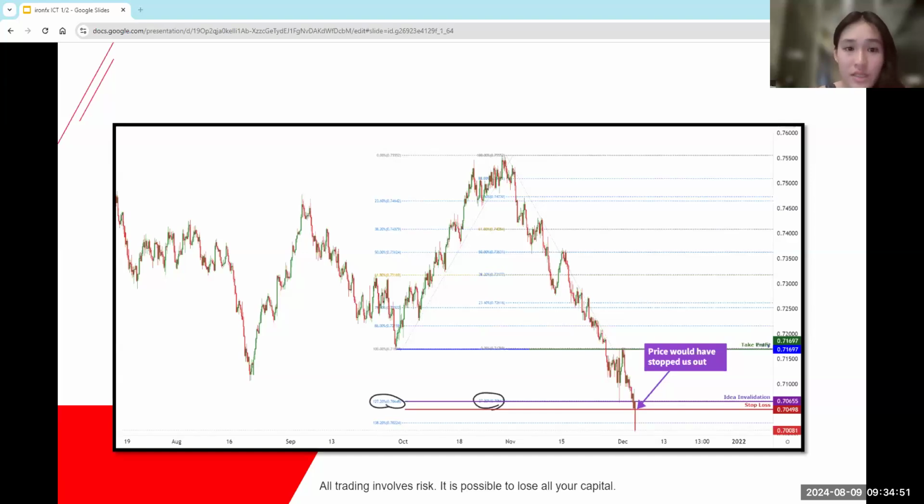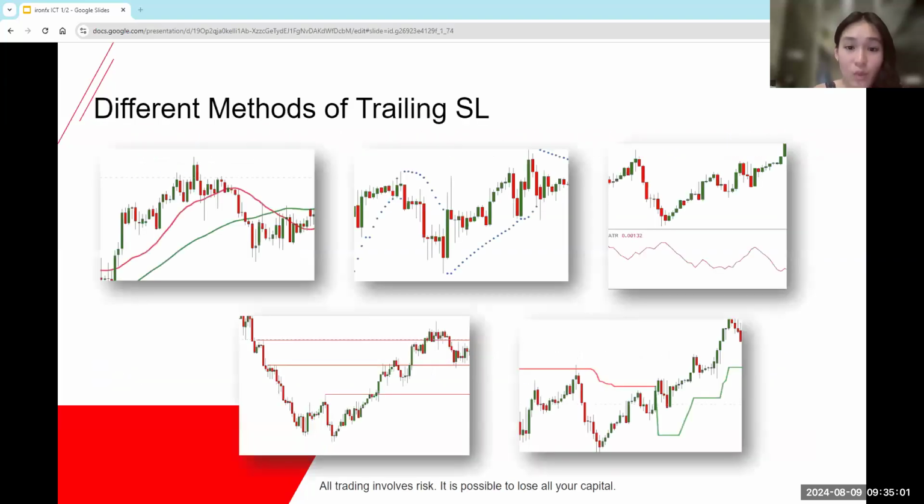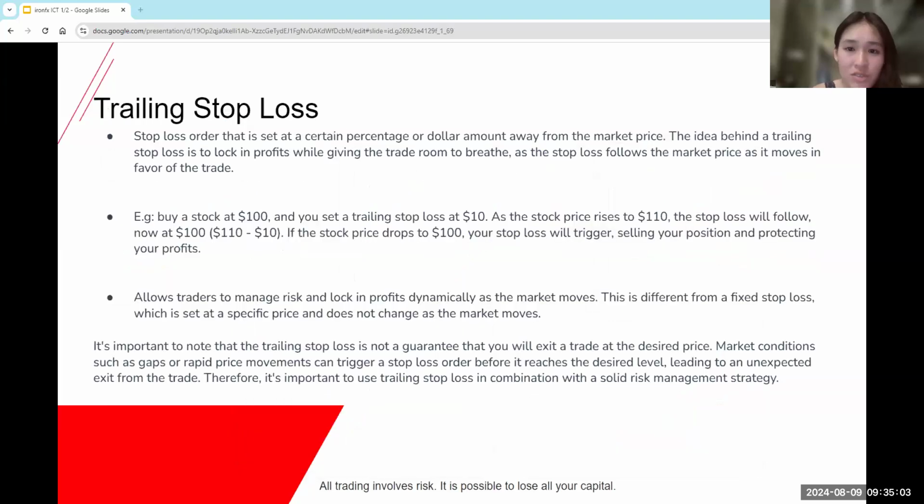Another method for stop loss is your trailing stop loss. All of these trade management techniques can be used for your ICT as well. I'm just going to really quickly go through this. A trailing stop loss is basically a type of stop loss order that's set at a certain percentage or dollar amount away from the market price. The idea behind it is to lock in profits while giving the trade room to breathe, as the stop loss moves and follows the market price as it moves in favor of the trade.